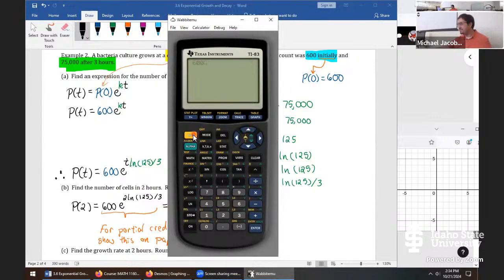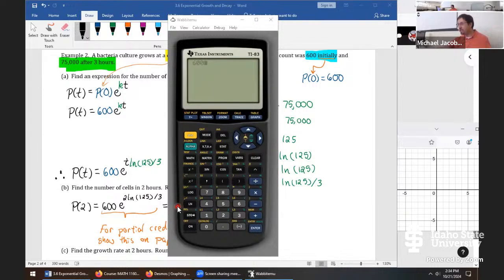Let me increase the brightness on this. And let me double check. It's kind of hard to see on my screen. Are you all able to actually see this on your screen? Okay, great to hear that. So it's going to be 600.